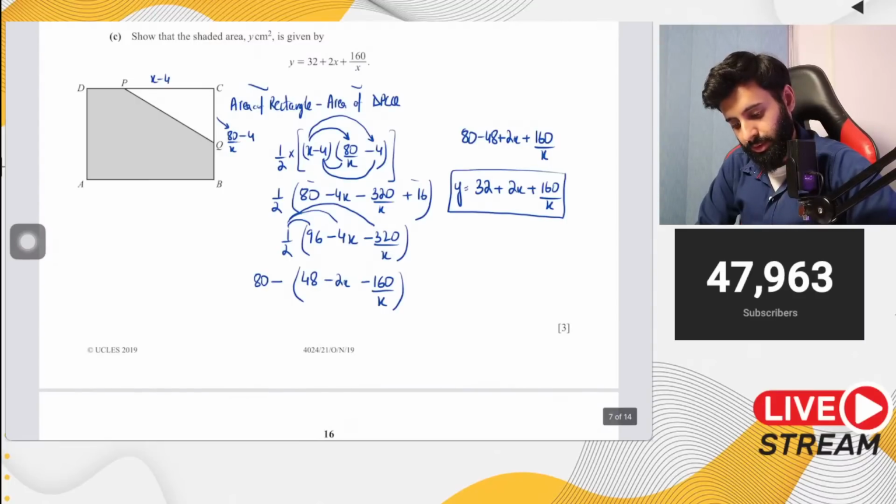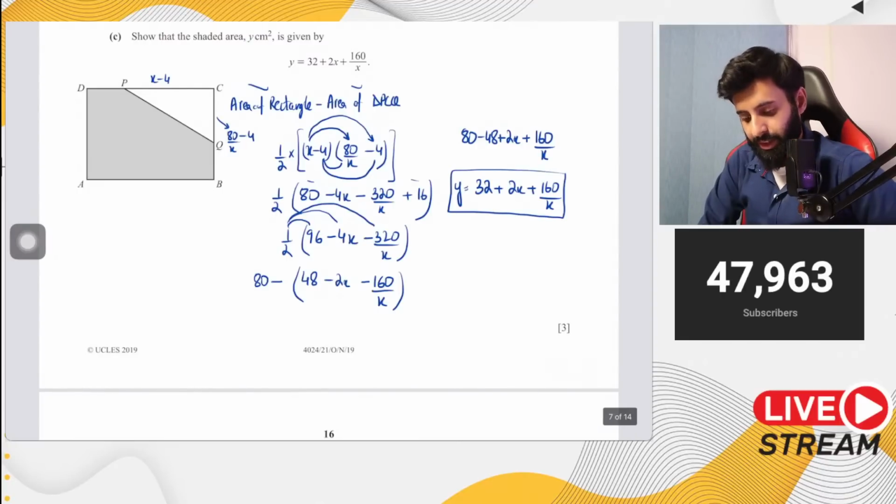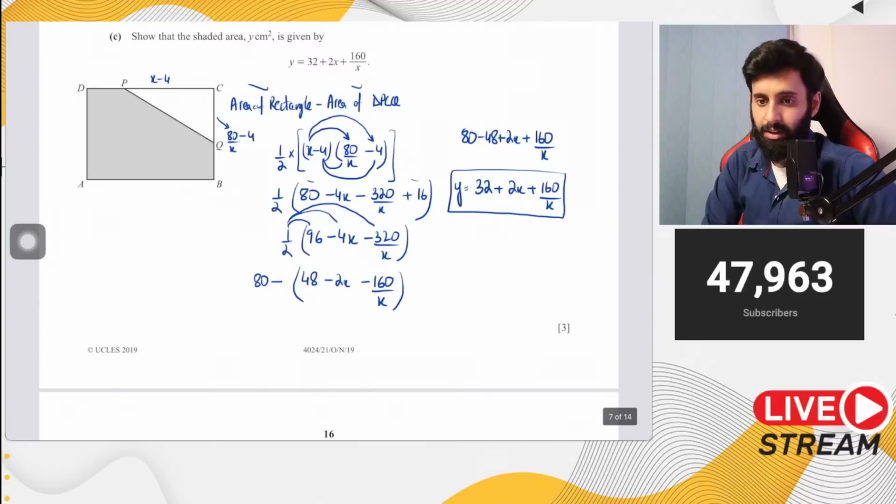1 2 3, 1 2 3 4 5. It's a pentagon actually. You will have to break it into a rectangle and a trapezium and then add it up. That's what you're gonna have to do.